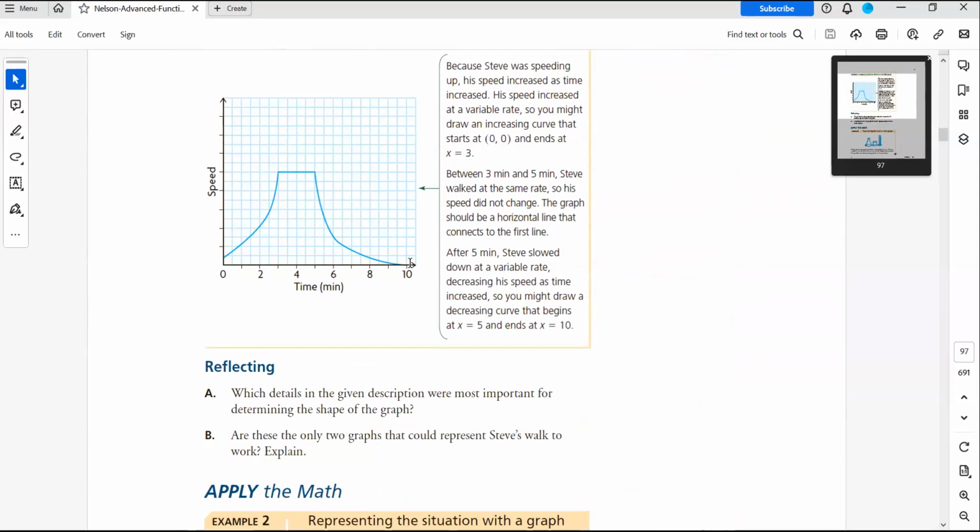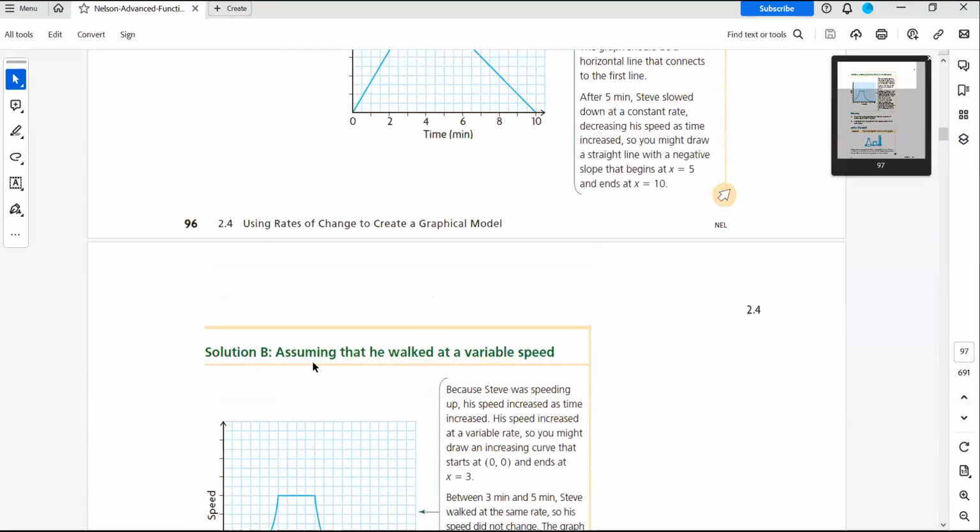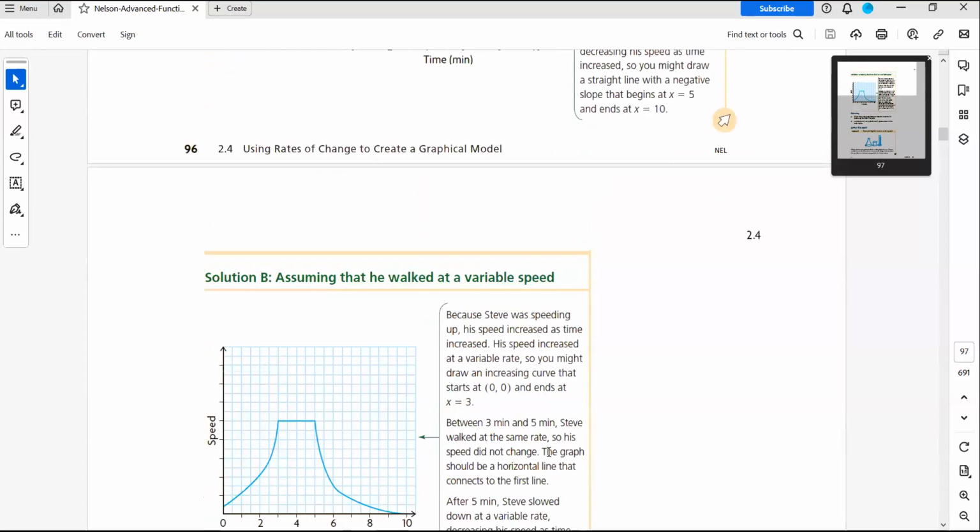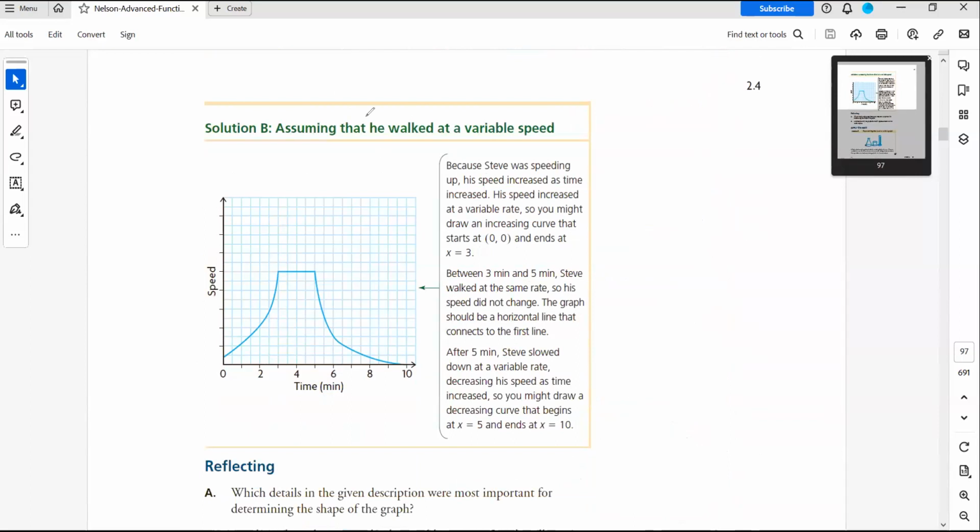And furthermore, there are more graphs that can represent Steve's walk. For example, instead of this graph, he could speed up in another way. For example, he would speed up incredibly fast at the beginning, and then he would slow down. The same he could do with his deceleration. He could decelerate slowly at the beginning and start decelerating faster later. Okay? But the middle part where he's running at a constant pace is only like this, only a straight line.